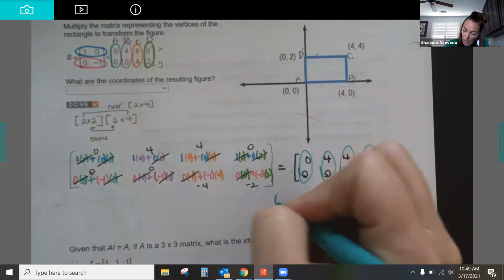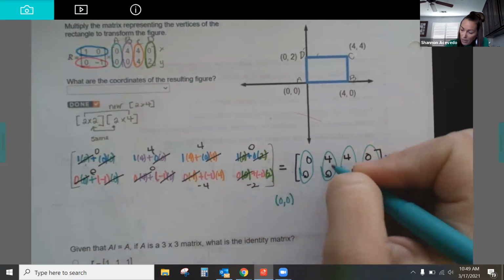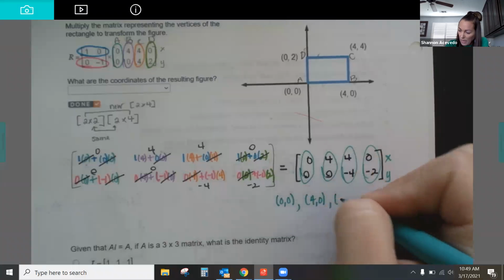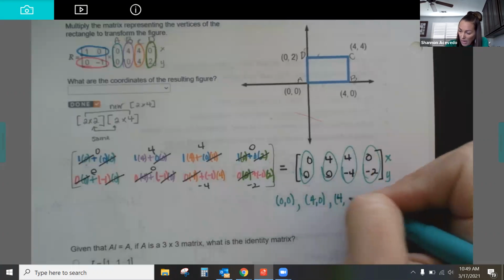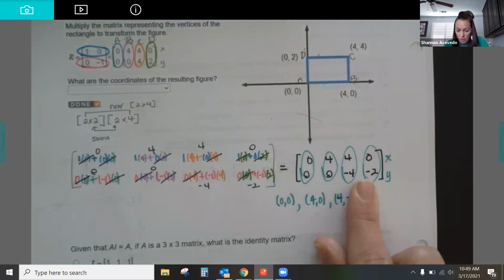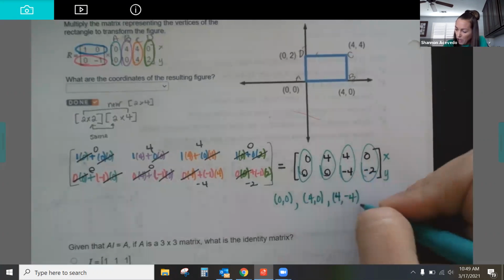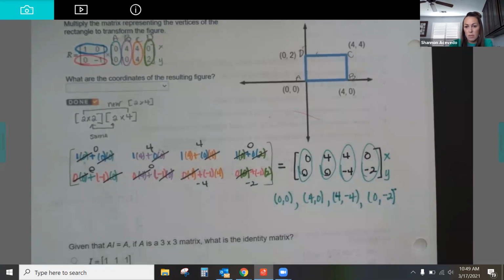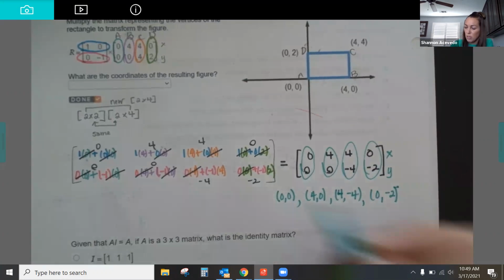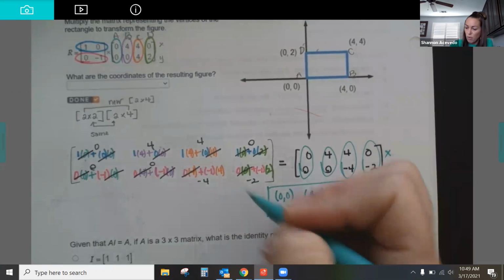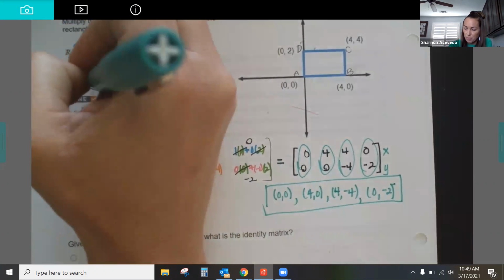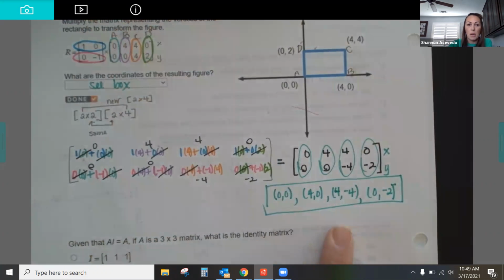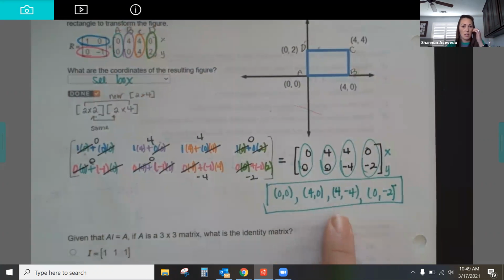So my coordinates would be at 0, 0. My next one would be at 4, 0. My next one would be at 4, -4. Oh, is that right? Oh yeah, that is right. And my last one's going to be at 0, -2. That's 0, -2. This is the answer they're looking for right up here. So see the box right here. So that's going to be our answer.